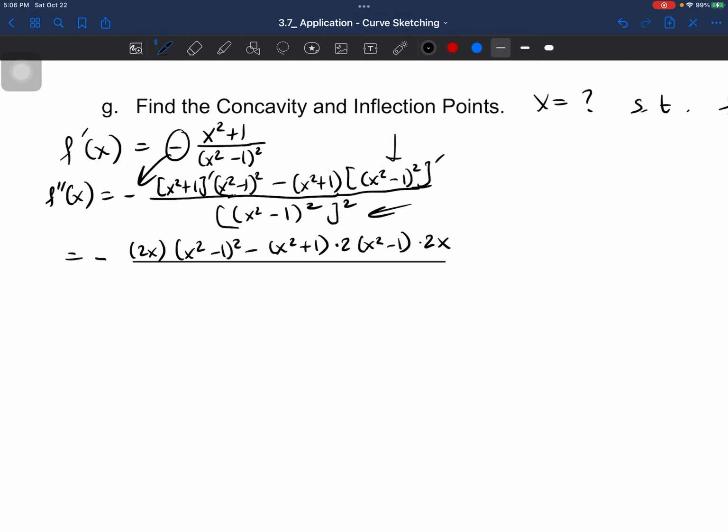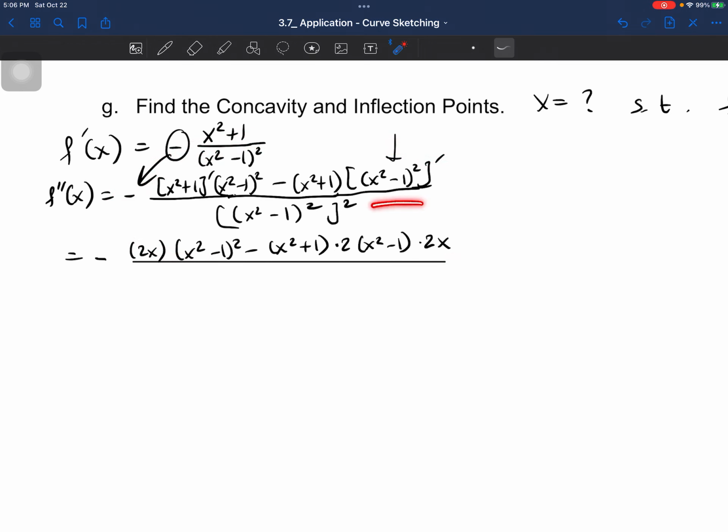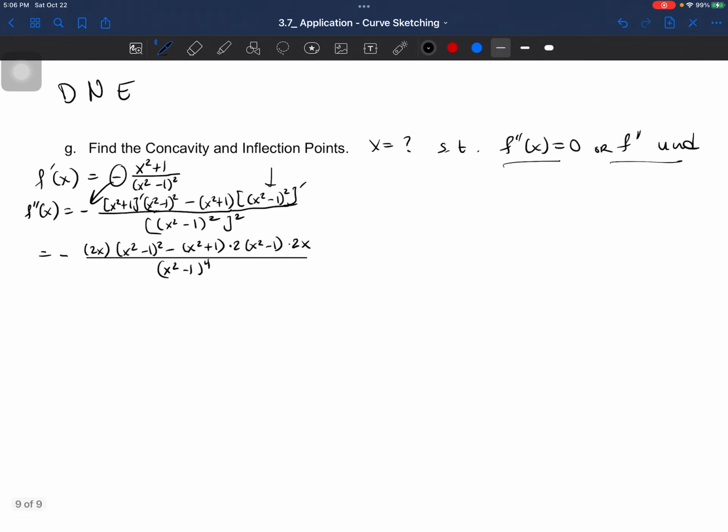And then the bottom part, I did a boo-boo on the bottom part. That's not supposed to be prime. That's supposed to just be squared. So I'll make a note here. Made a boo-boo. Here is supposed to be squared, not prime. So that becomes to the fourth power.